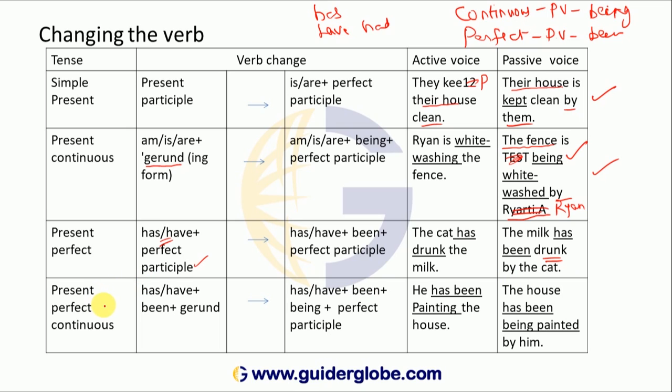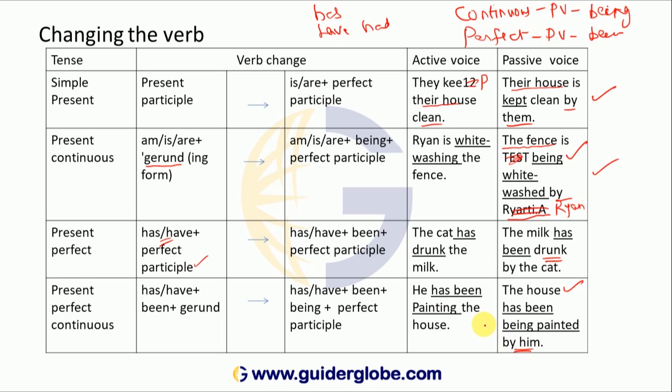Present perfect continuous. That means has been going, have been sleeping, have been jumping. That is, ing will also come. Has, have will also be coming. Been will also be coming. He has been painting the house. Rules are the same. The house you have taken, by he. He means by him.